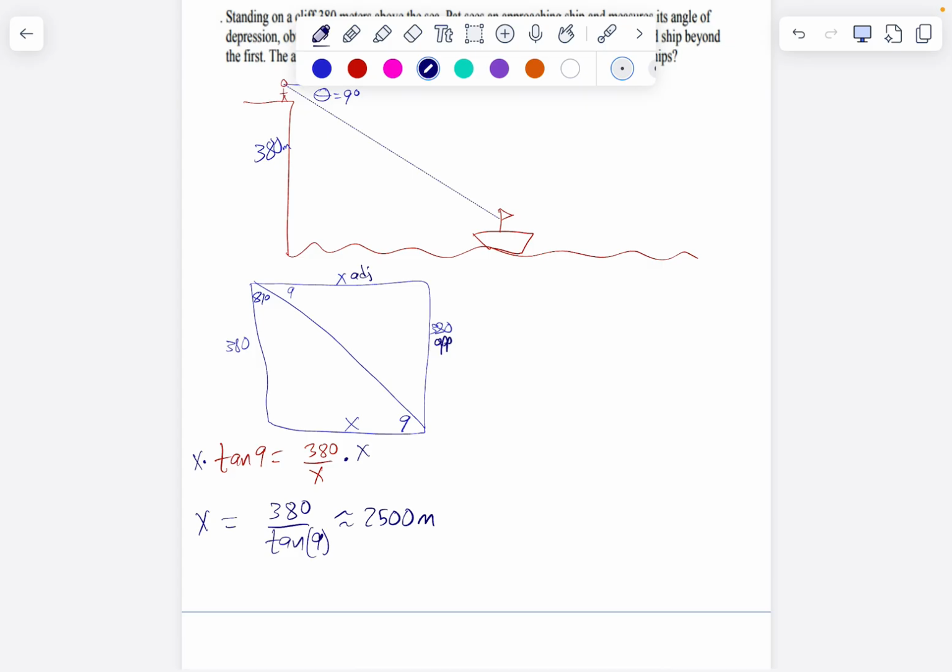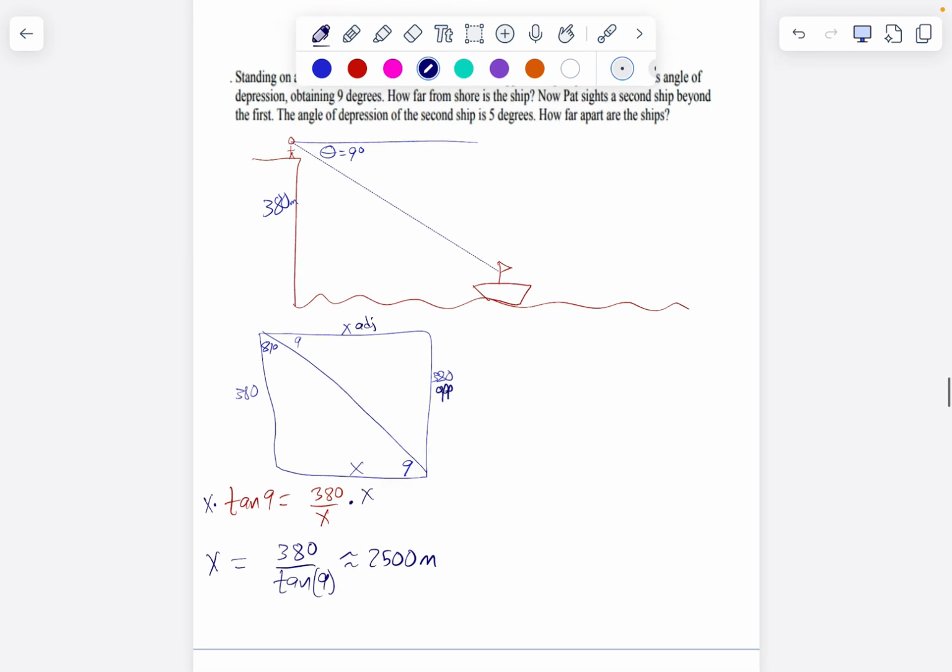Now, I'm not using the 81 because I don't want you to get in the habit of using that vertical one, the one that's against the wall, against the vertical. Use the angles of elevation or depression. So tangent of 9 is opposite over adjacent, so 380 over x, multiply by x, divide by tangent, and you get about 2,500 meters. So 2.5 kilometers out there. Does that seem reasonable? Absolutely, right?